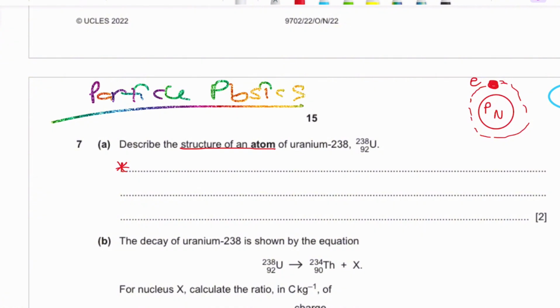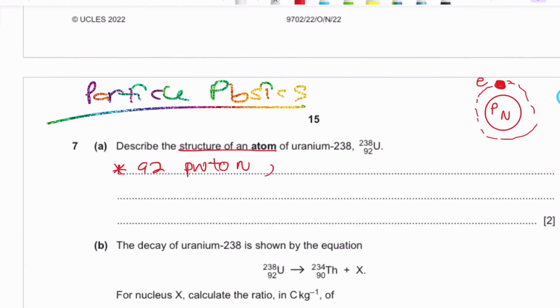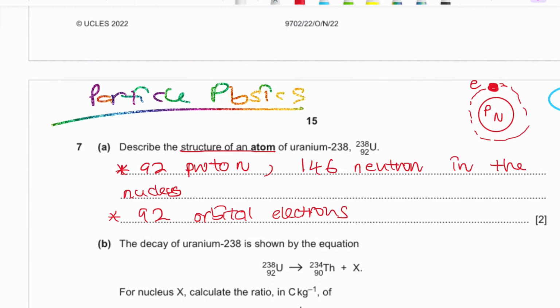So if I'm asked to describe the structure of an atom, basically the atom has 92 protons, right? But the neutrons will be 238 subtract 92, which will be 146 neutrons in the nucleus. And then the last one, I'll be talking of the electrons themselves. It also has 92 orbital electrons, right? So it's very important for you to be thinking of that. Okay, moving on to our last question.